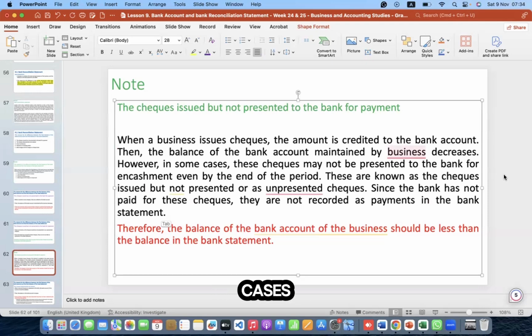However, in some cases, these checks may not be presented to the bank for encashment, even by the end of the period. These are known as the checks issued but not presented, or unpresented checks. Since the bank has not paid for these checks, they are not recorded as payments in the bank statement. Therefore, the balance of the bank account of the business should be less than the balance in the bank statement.